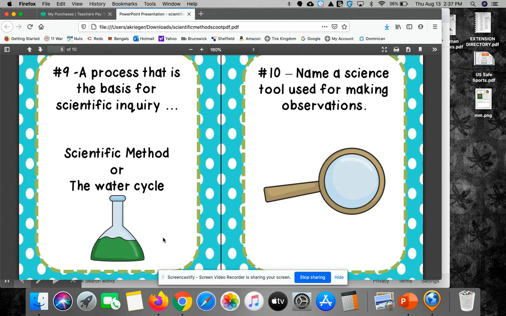Number 9, a process that is the basis for all scientific inquiry is called the scientific method or water cycle. Think about it. Hopefully you got it, it is our scientific method.